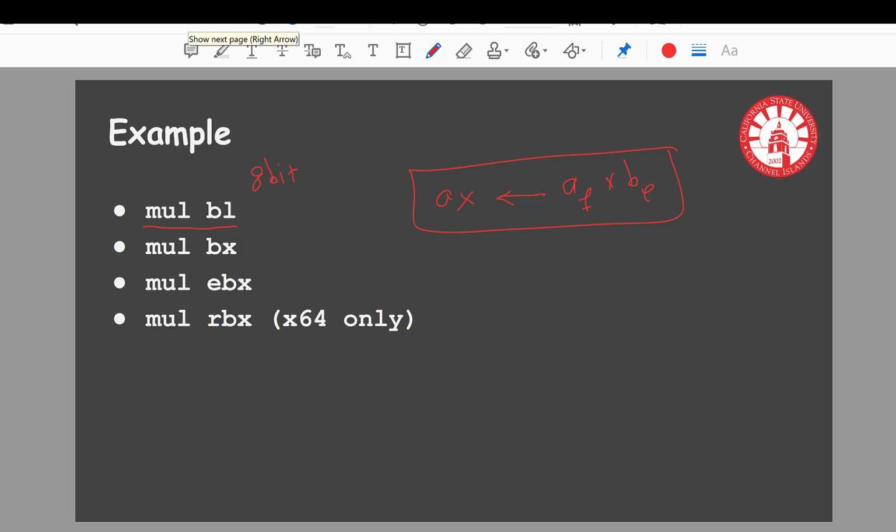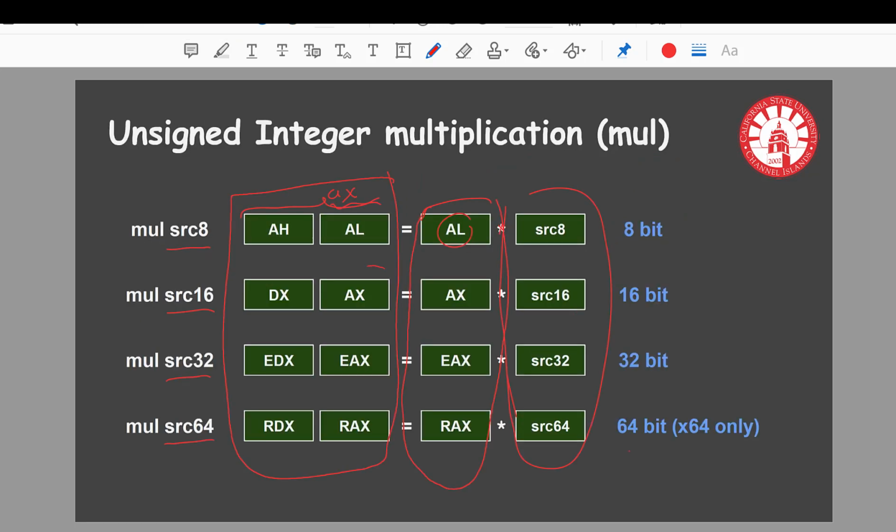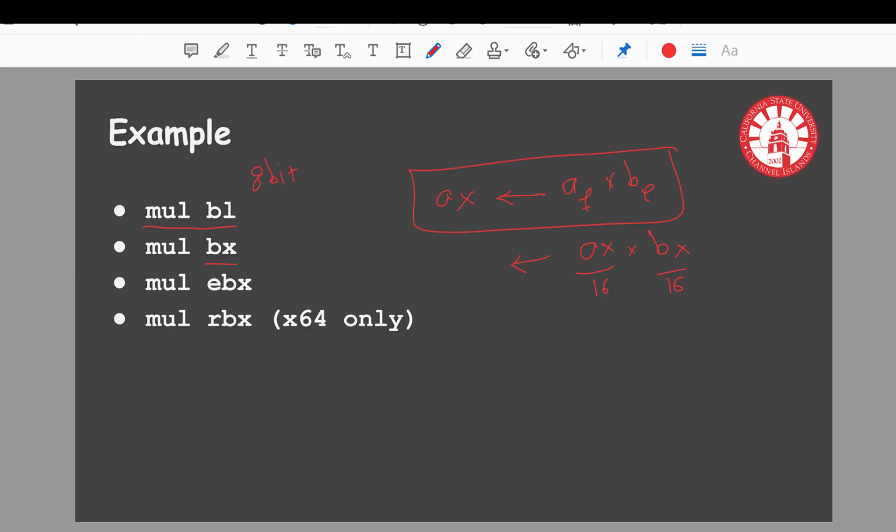Let's take a look at the second one. Now we have BX. BX is 16-bit. Therefore, what is going to multiply with BX is the AX register. So AX is going to be multiplied by BX, and each of these are 16-bit. Therefore, the result is going to be stored in the space of 32-bit. Therefore, the result is going to be stored in the concatenation of two registers, DX and AX.